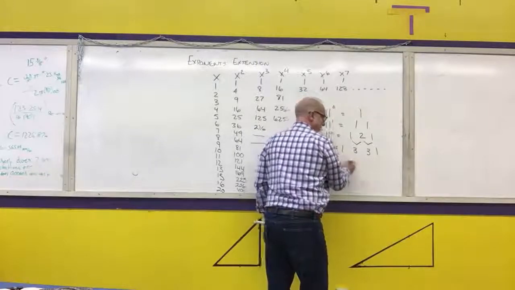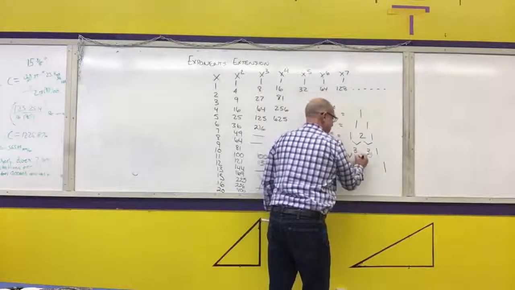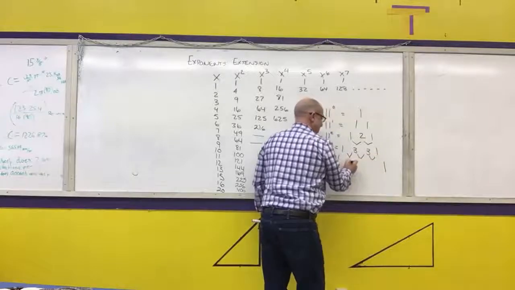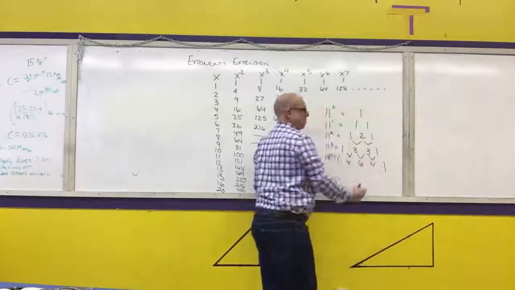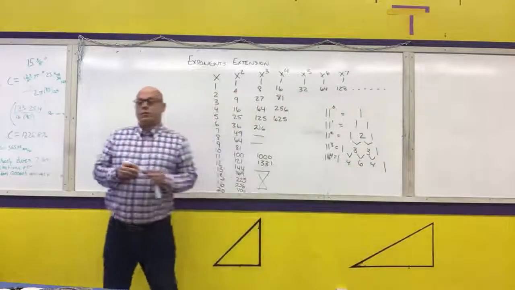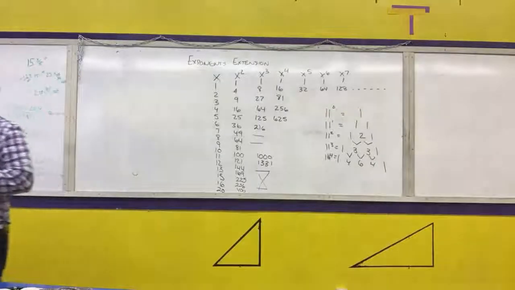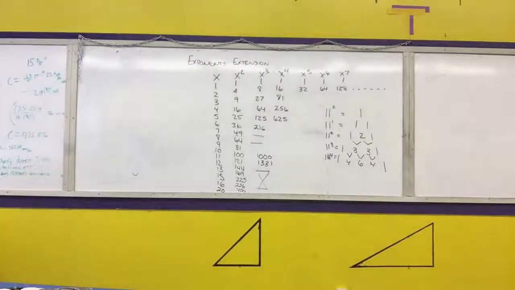First number's a 1. Last number's a 1. 4, 6, 4, 1. That is cool. 11 to the 5th, it still works, but you have to realize that when you have things that add up to more than 10, you have to carry it to the next digit. But it still works for powers of 11.